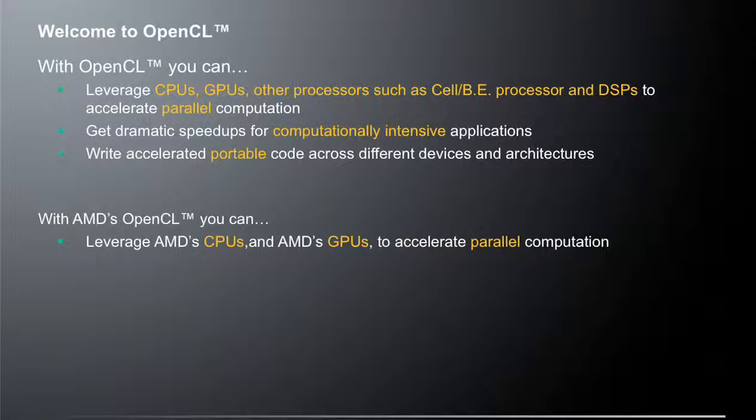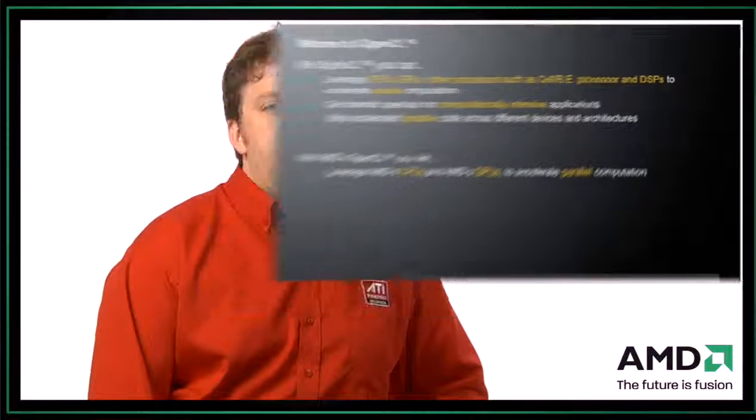With OpenCL you can leverage CPUs, GPUs, or even other processors such as the Cell Broadband Engine or DSPs to accelerate parallel computations. The key point here is that we're accelerating parallel computations, not sequential computations. For things that are computationally intensive, you can get dramatic speedups. One of the goals of OpenCL is to write portable code that'll run across all sorts of processors. You can write your code once, have it run on a CPU, a GPU, a DSP, or any number of accelerator devices. With AMD's OpenCL, you can leverage AMD CPUs and AMD GPUs to accelerate parallel computation.